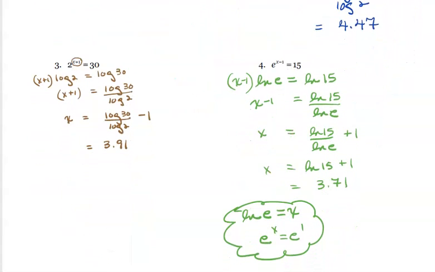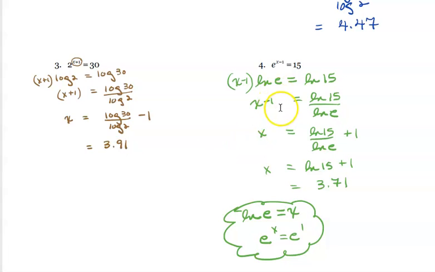Okay, next one. Once again, the x is in my exponent. I'm going to use the fact that I can take the log of both sides. When I do that and do the power property, I get x plus 1 in front. Why don't you go ahead and put that in parentheses so that you don't think that it's just an x and then a plus 1. This is a combined term. Divide by log 2. Isolate your x by subtracting 1 from both sides. Put this in your calculator, and you should be getting 3.91.